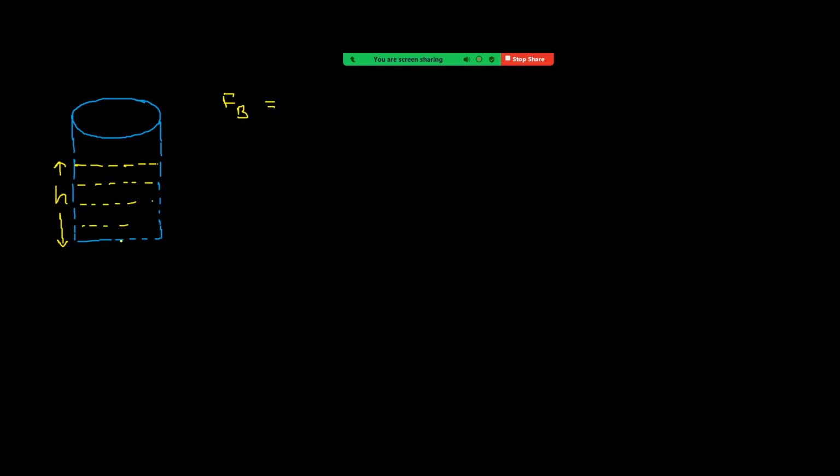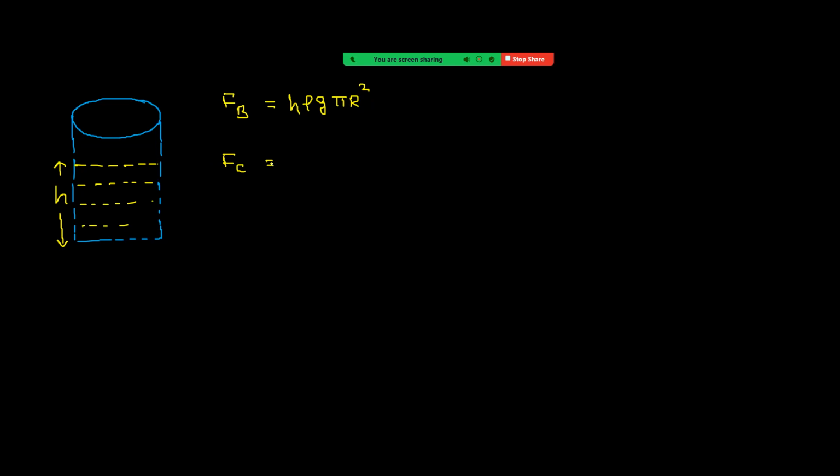At the bottom, pressure is equal to h rho g. Coming to area, that is pi r square. This is the force acting by the liquid on the bottom of the cylinder. Next, force acting on the curved part. On the curved part, see what we have to do.